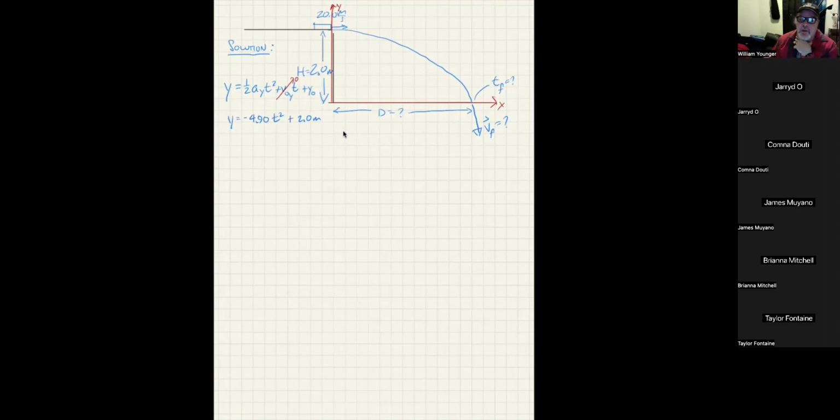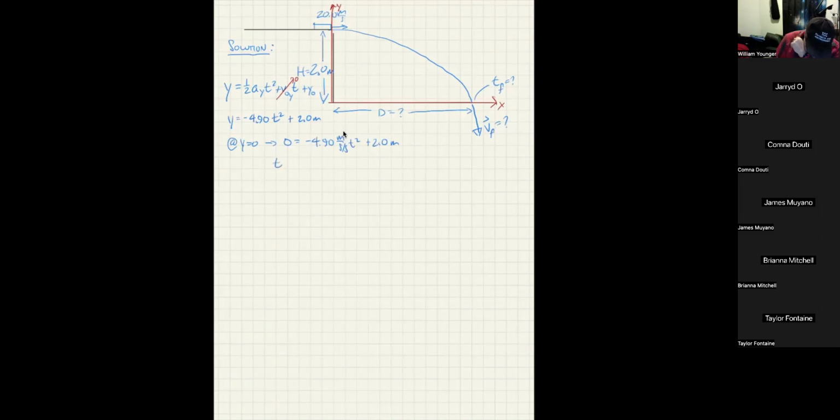And notice the 4.9, since it has units of meters per second squared, when you multiply that by t squared, that's just going to give you meters. So you can see that the y does come out in meters like you expect. So I'm now in a position where I can say at y equals 0, which is really the height that the puck should have when it hits the ground, we get the following: 0 is equal to negative 4.90 meters per second every second t squared plus 2.0 meters.